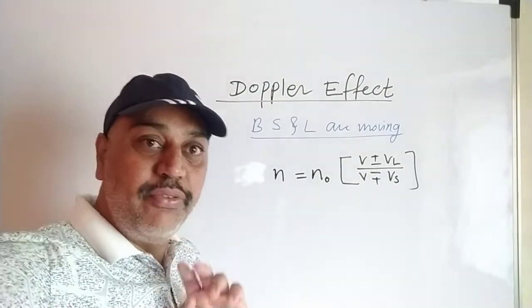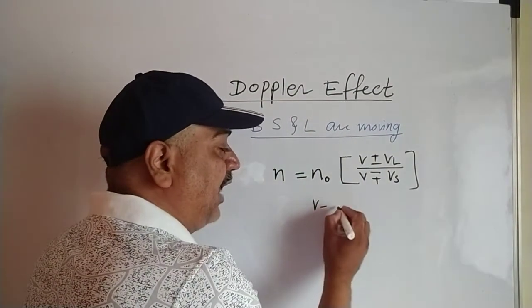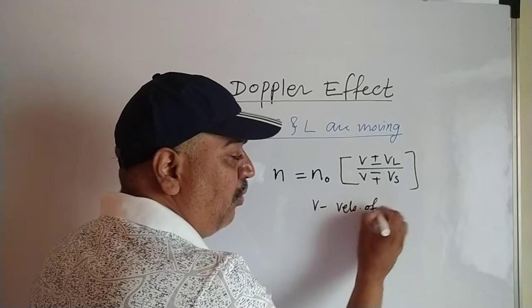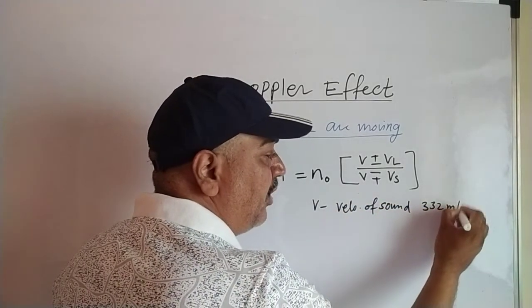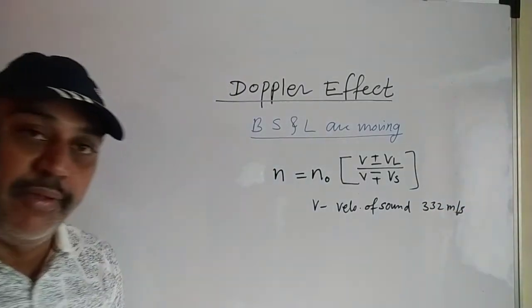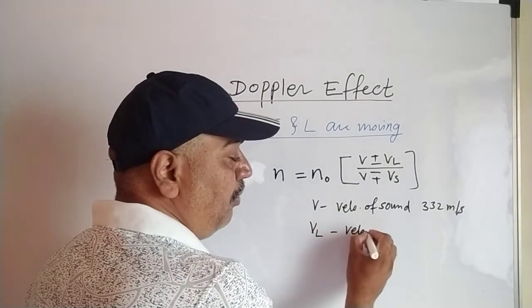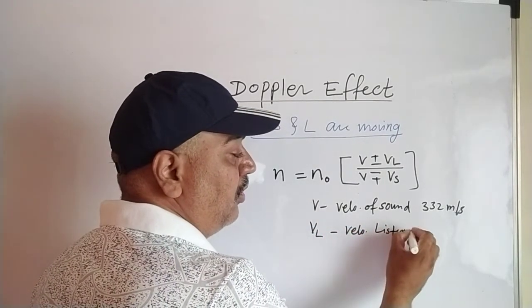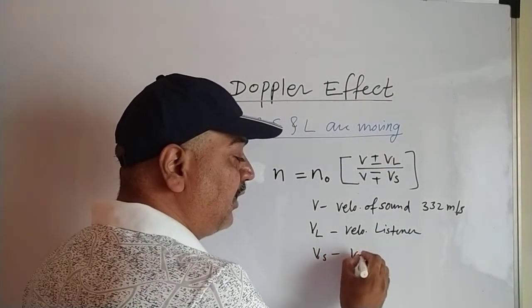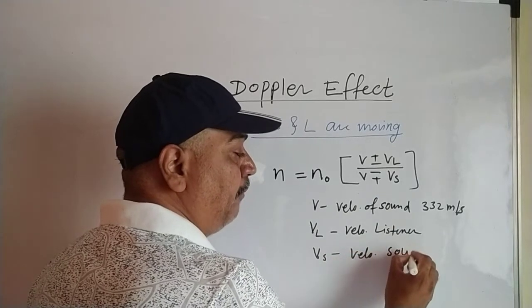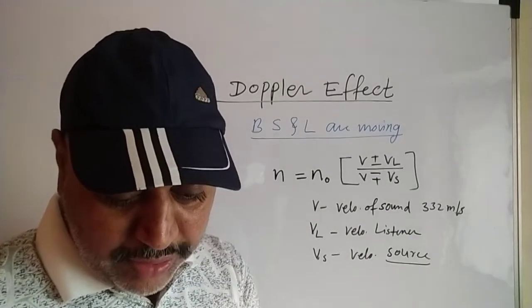Now what exactly does this mean? V means velocity of the sound wave, approximately 332 meters per second. VL stands for velocity of listener. Vs stands for velocity of source. Here in this topic they have given this many quantities.